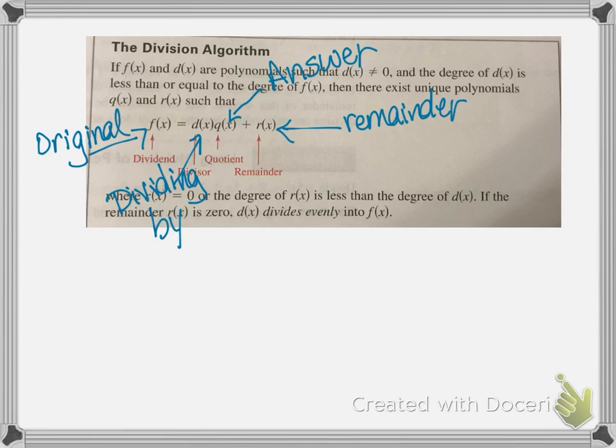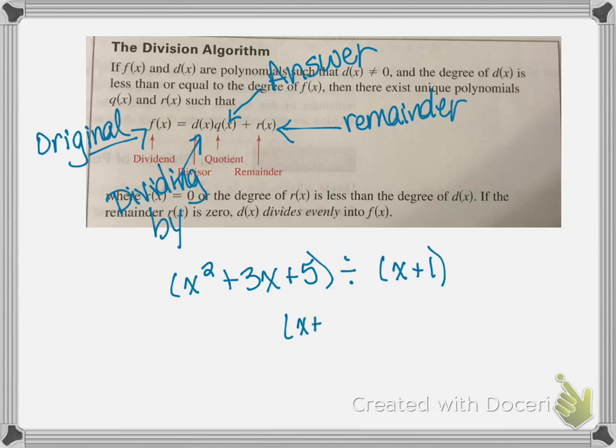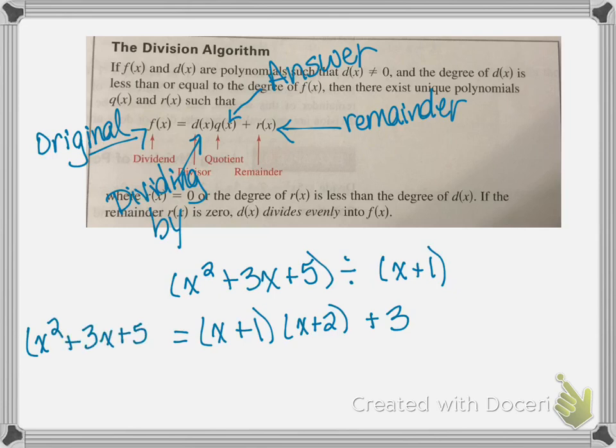Okay, so our very first problem, we had x squared plus 3x plus 5 divided by x plus 1. Our answer to that was x plus 2, and then we had a remainder of 3. That is what this is telling me right here. My original polynomial is equal to what I divided by, which is my x plus 1, times my answer plus my remainder.